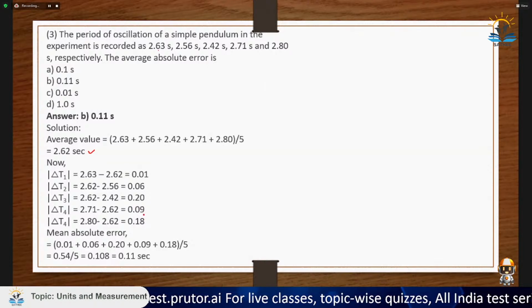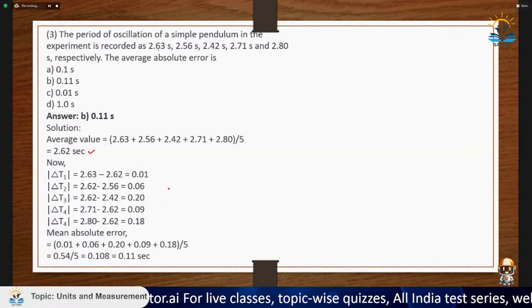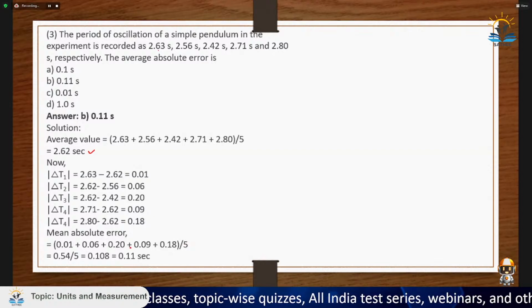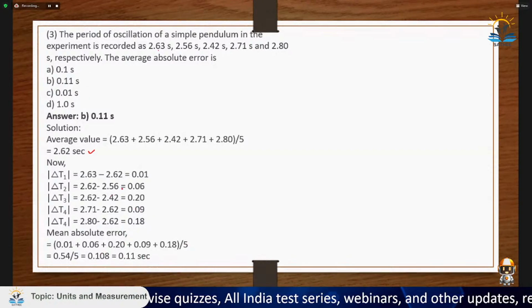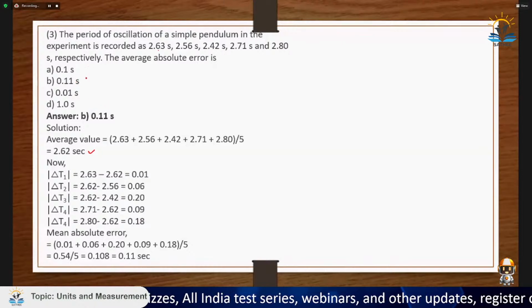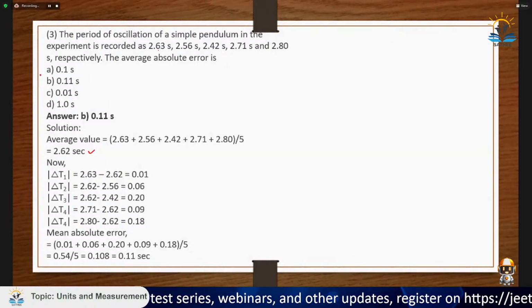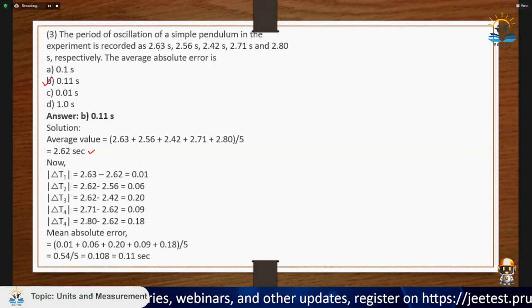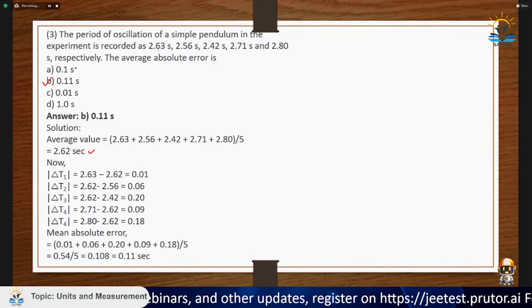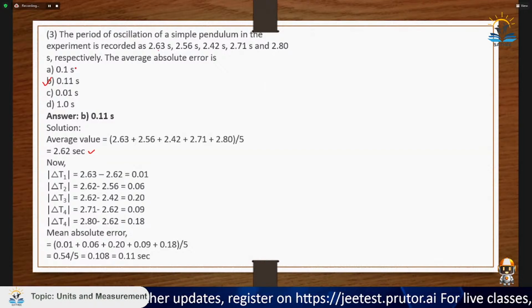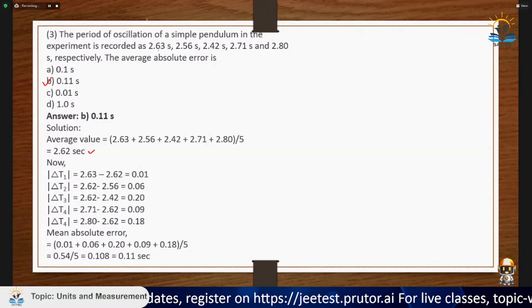Okay, and then for calculating the mean, I will add all these 5 quantities and divide by 5, the total number of quantities. So I will get 0.108 and I will round it off to 0.11 because only these types of answers are given to me. So my final answer is 0.11 second. Okay, so the average is calculated in a similar way. You add all the quantities and divide by the total number of quantities, and you will get your final answer.